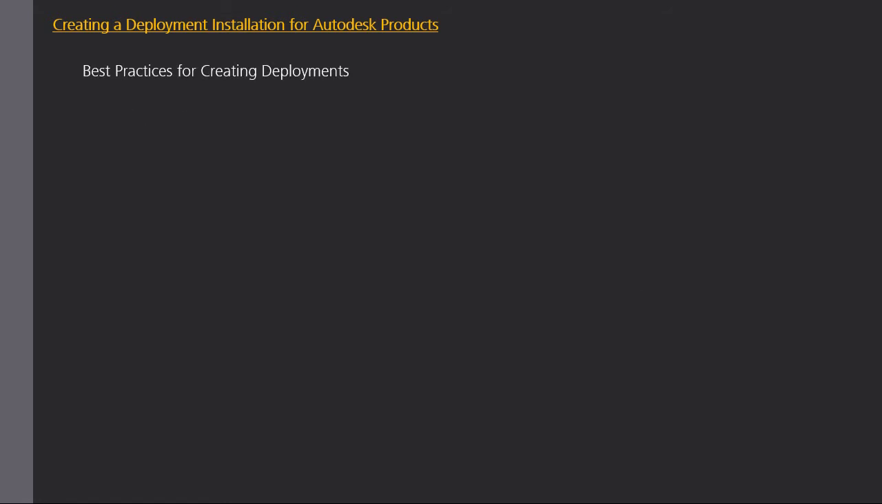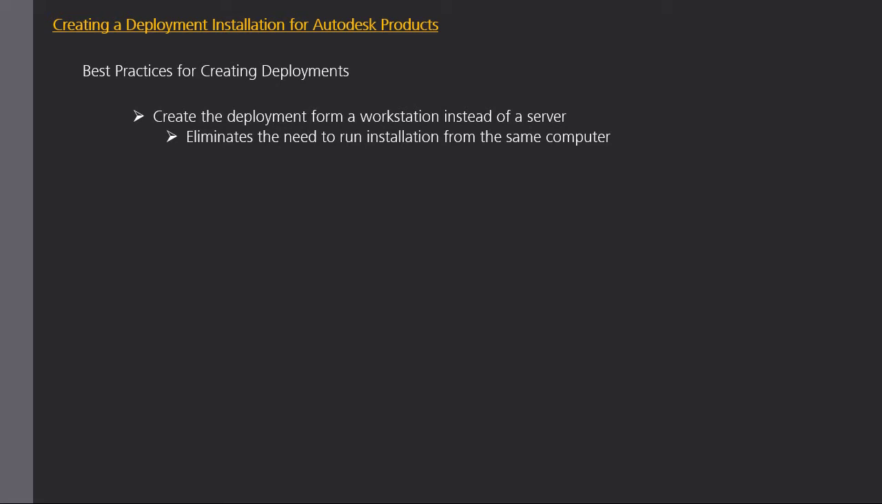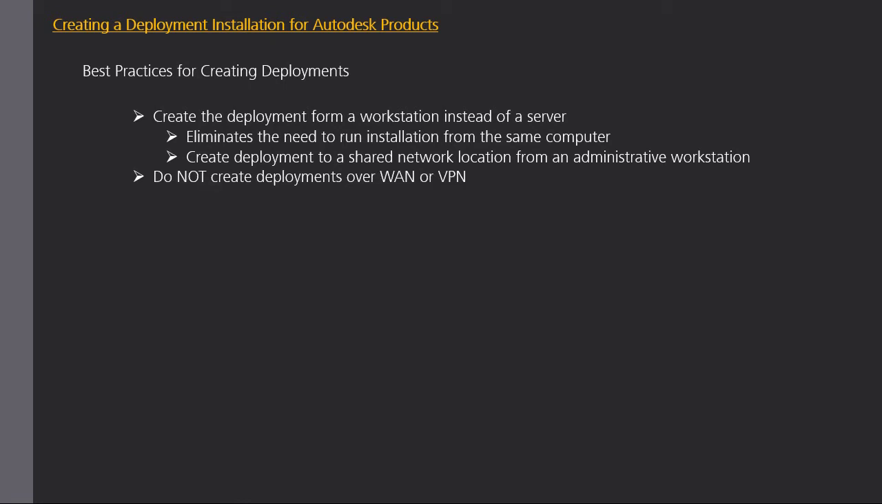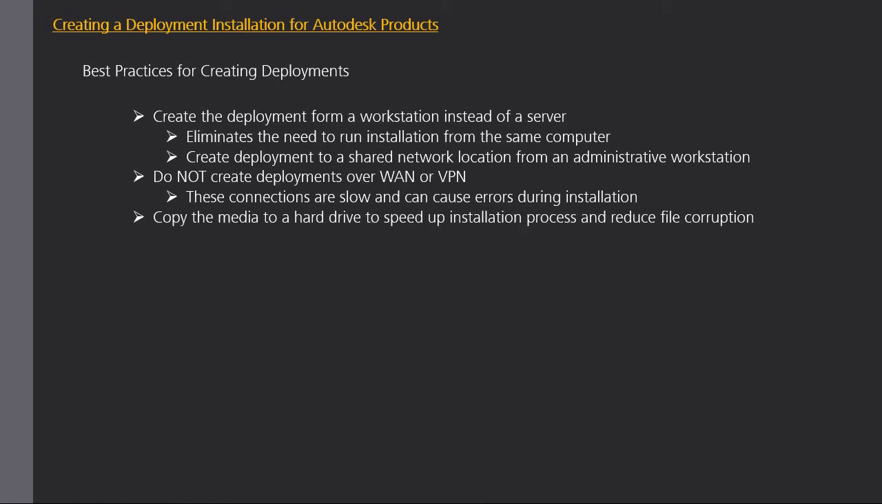Now here are some best practices for creating your deployments. This is just a guide or rule of thumb that you're going to want to follow to help ensure that you have a more successful deployment creation. Create the deployment from a workstation instead of a server. This eliminates the need to run installation from the same computer all the time. Create the deployment to a shared network location from an administrative workstation. Do not create deployments over a WAN or a VPN. These connections are typically slower and they can cause errors during installation. Copy the media to a hard drive to speed up the installation process and to reduce file corruption. Installing from a DVD, CD, or thumb drive can cause some problems.